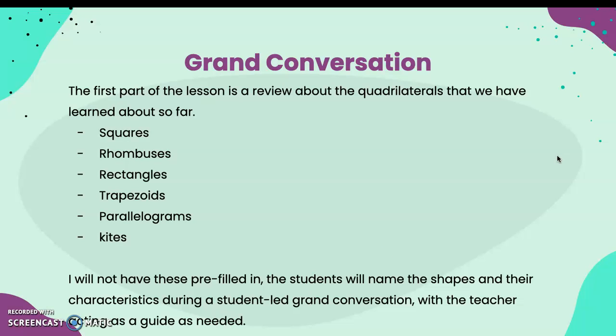When we start out the lesson, it's going to be with a grand conversation that's going to be used as a review. We have already gone over all the quadrilaterals listed here, and so the students are going to do a student-led conversation. The teacher's just here to offer guidance as needed and then to write down what the students are saying. So they will not see the list that you see right now.